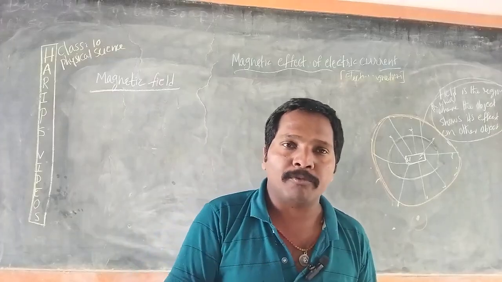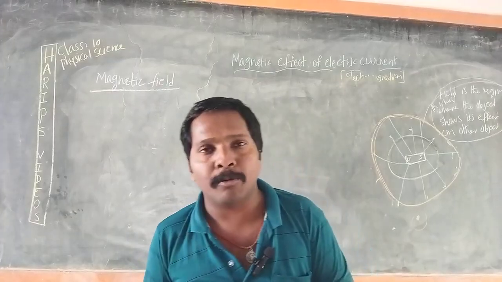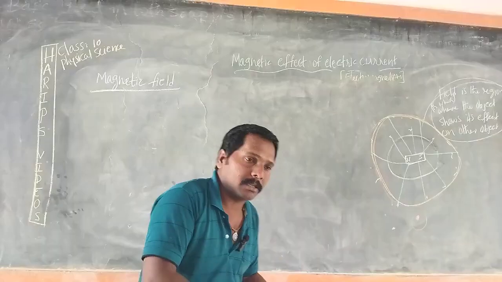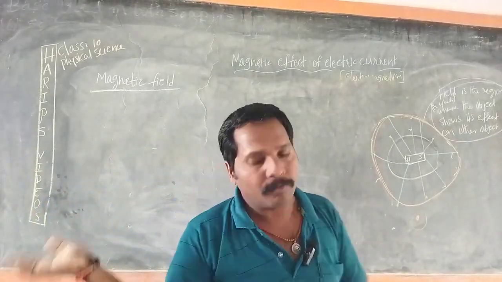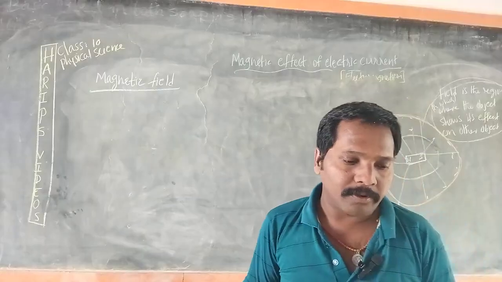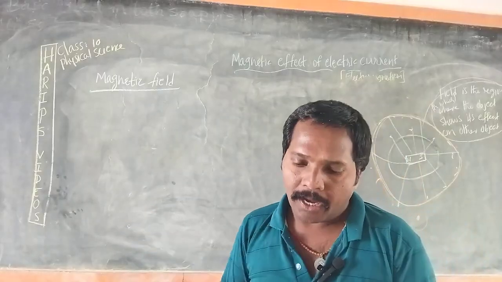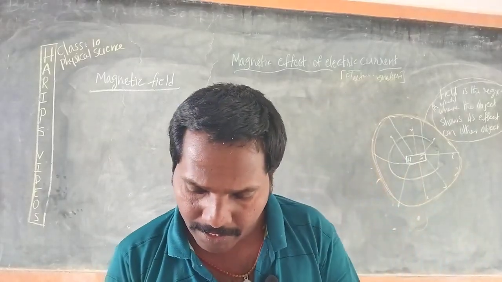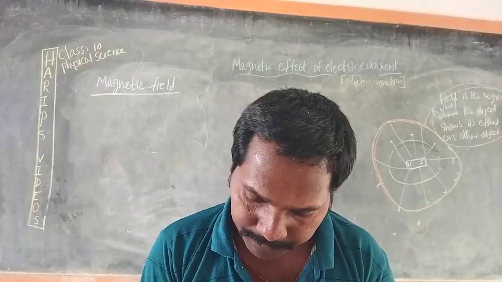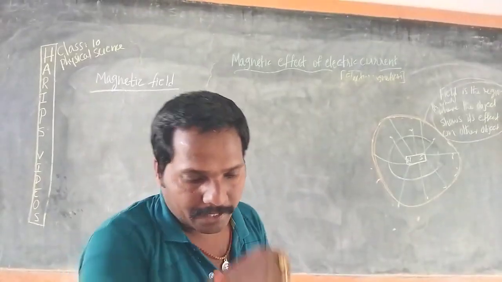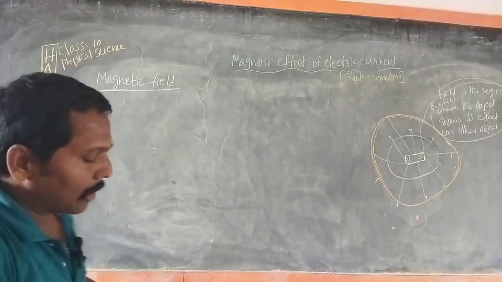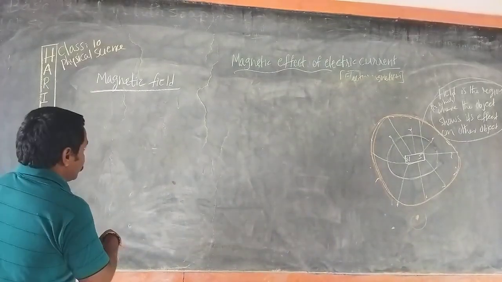So we know a magnet has two poles, south pole, north pole. South pole of two magnets repel each other. North pole of two magnets repel each other. One north pole, one south pole attract each other. We already know these all, so no need to explain much about magnetic poles, magnetic properties. Right?